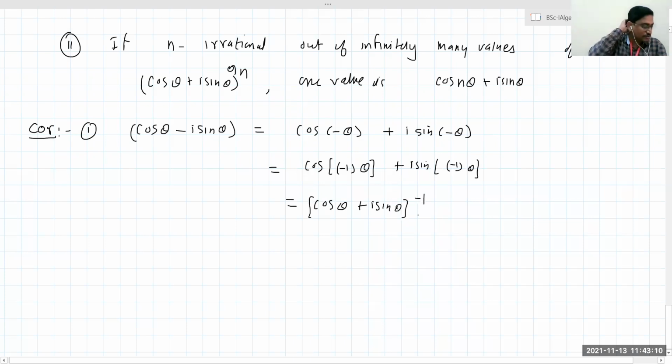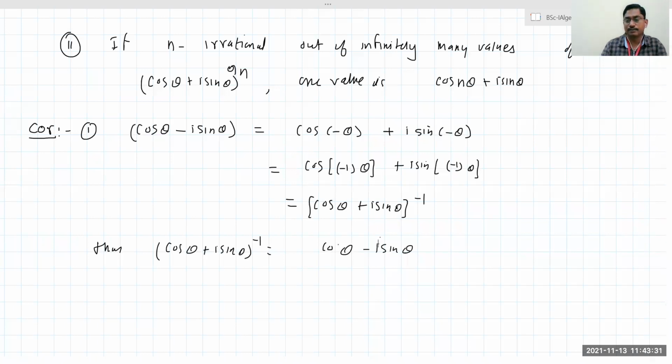So the value of this raised to minus 1, what will it be? Cos of theta minus i sin theta. If we take the inverse of cos theta plus i sin theta, what will it be? Cos of theta minus i sin theta. Here after we can use this directly as a formula.